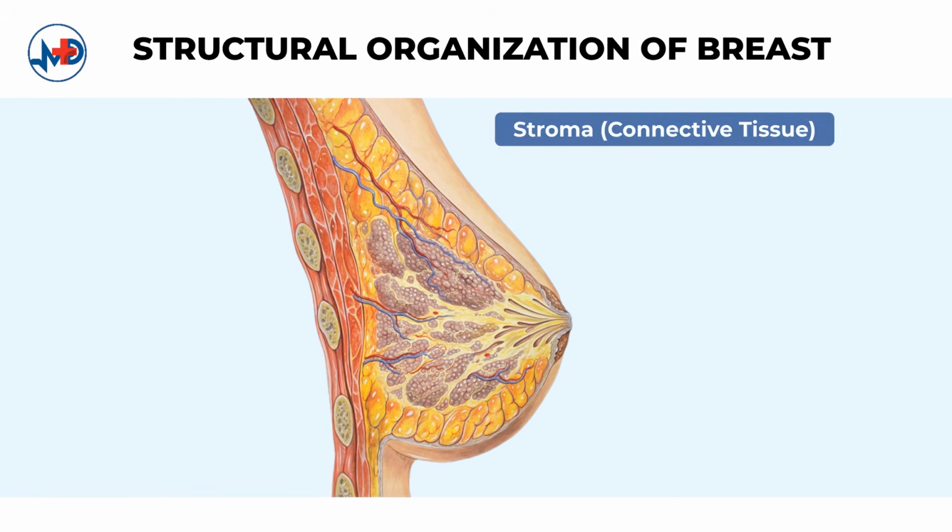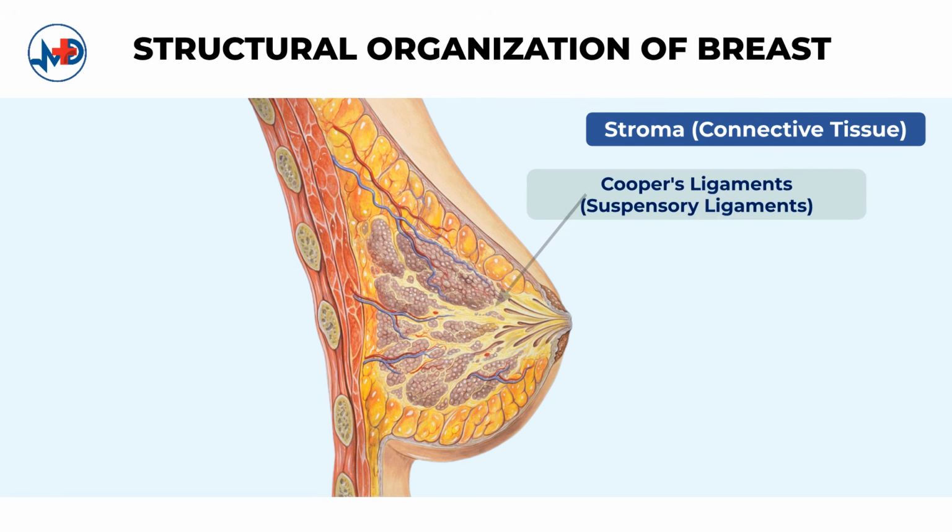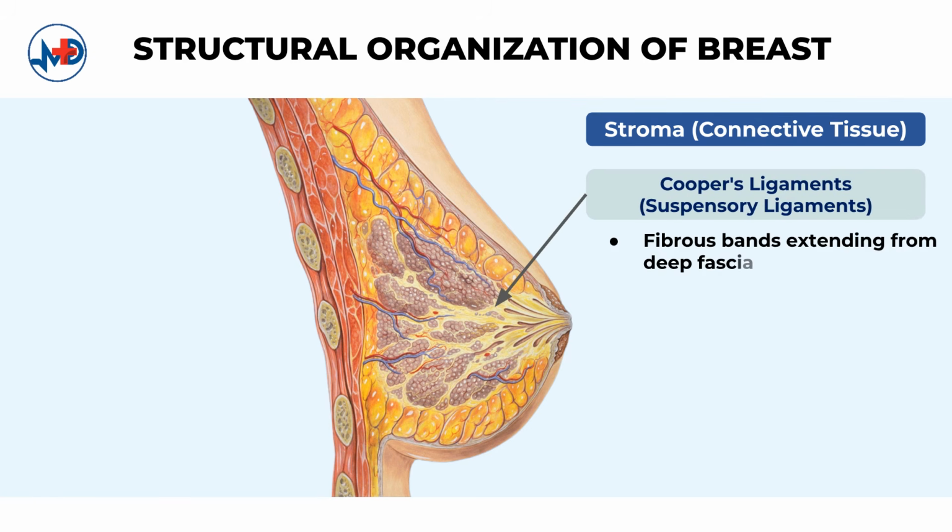Following that, we will discuss the stroma or connective tissue of the breast, which provides the supportive framework. It is formed by the Cooper's ligaments and adipose tissue. Cooper's ligaments, also known as the suspensory ligaments, are fibrous bands extending from the deep fascia overlying the pectoralis major to the breast tissue, attaching to the skin. They provide structural support, a key clinical point.